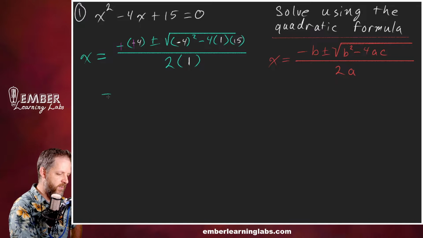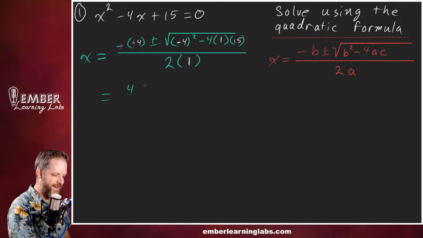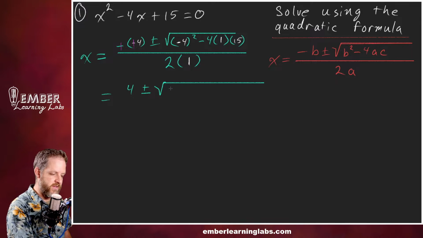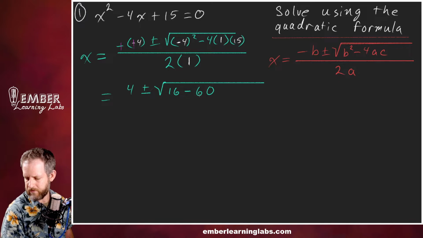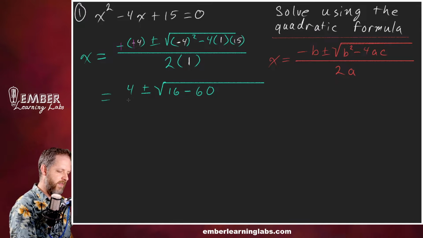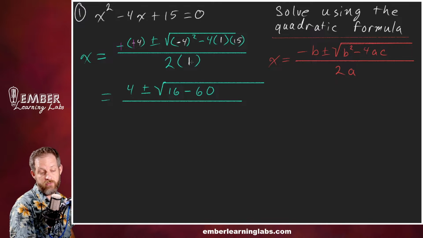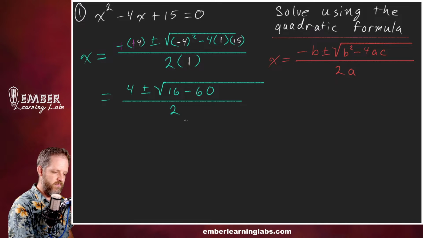So on the next line, we end up with positive 4 plus or minus the square root of negative 4 squared, which is positive 16, and then minus 4 times 1 times 15, which is 60. Okay. And then this all ends up being 2 times 1 over 2 times 1, which is 2. Okay. And so that equals 4 plus or minus.